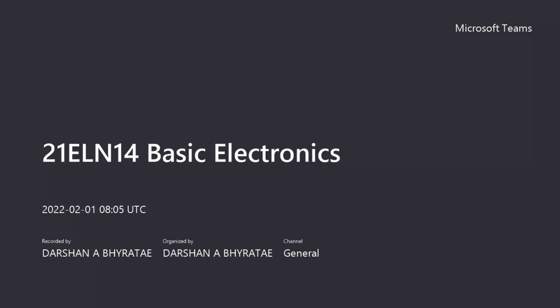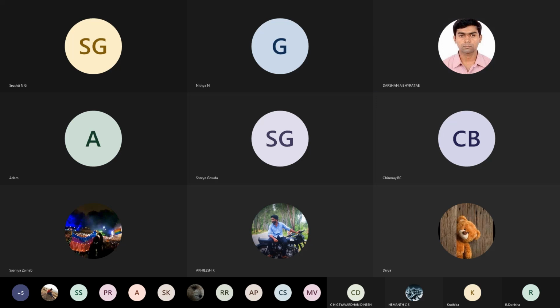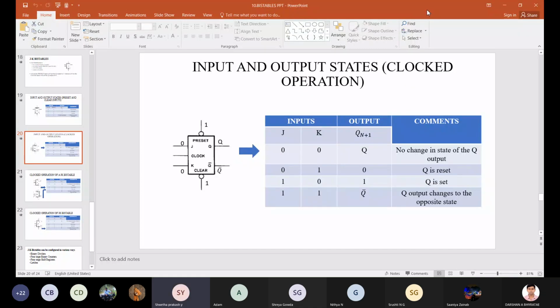The 12th question. Construct a logic circuit that will produce logic 1 output whenever 2 or more of its 3 inputs are at logic 1.